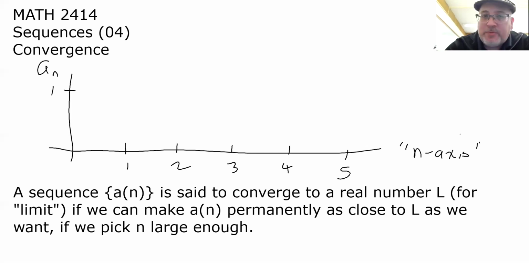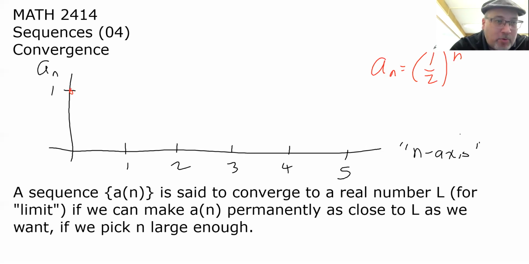So let's put some points up here to represent the points in the sequence generated by a_n equals 1/2 to the n. When we put in 0, we got 1, so we would have a point right there. When we put in 1, we got 1/2. When we put in 2, we got 1/4. When we put in 3, we got 1/8. And then we would get 1/16 and 1/32, and so on and so forth.